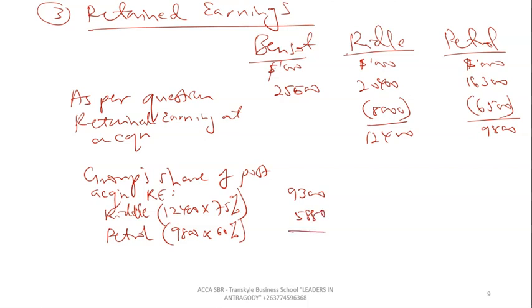Okay, so far these are the only information which we have for the retained earnings. So that's 25 plus 9.3 plus this one, we are going to get 40,680. That's the group RE, group retained earnings. We then have to proceed to the non-controlling interest. That is working number 4, non-controlling interest.